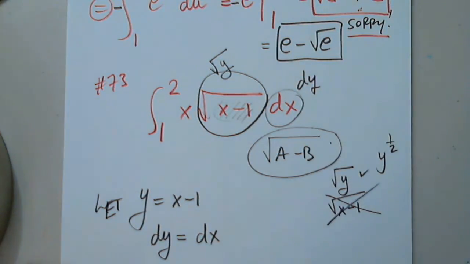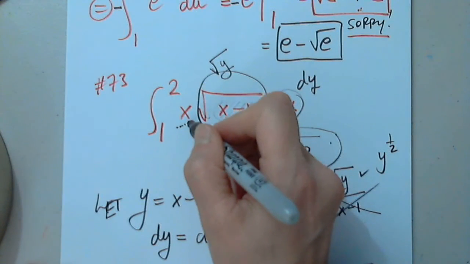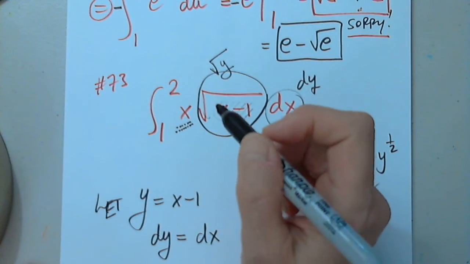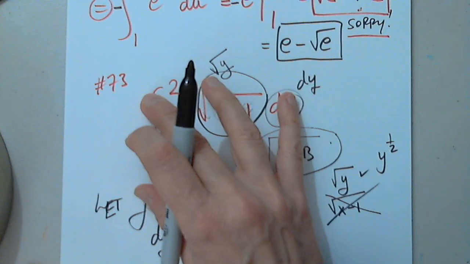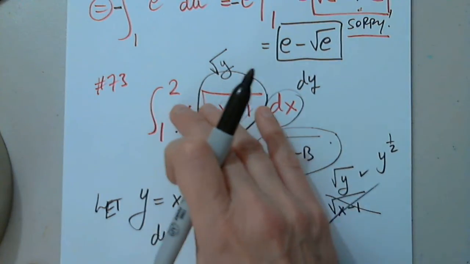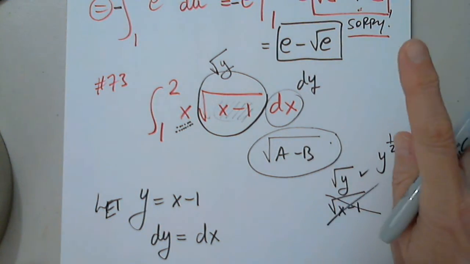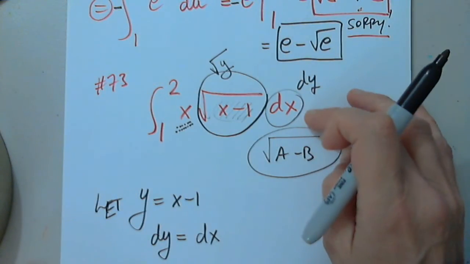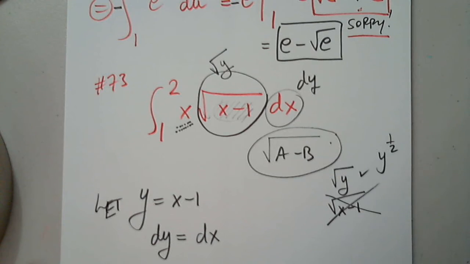Let's not jump to conclusions. This has to be replaced somehow. I cannot move from x to y and still have x. That's not possible. Every integral has to have only one variable. This one has variable x. The next one, when I move to it, has to have only variable y.